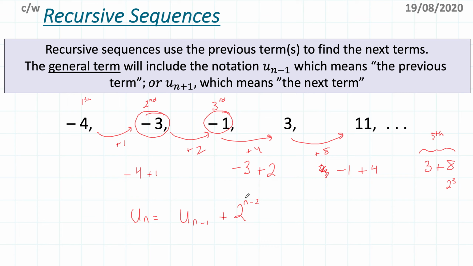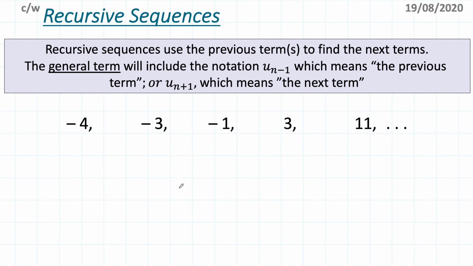So this is one way of doing this general term. I'm using the previous term to find the next one. So in order to find the sixth term, I'll just take 11 and then add the fourth power of 2. Now this is one way of writing this recursive sequence. There's another general term that I could use. There's this one as well. I can take the previous term, multiply it by 2, and then add 5 to it.